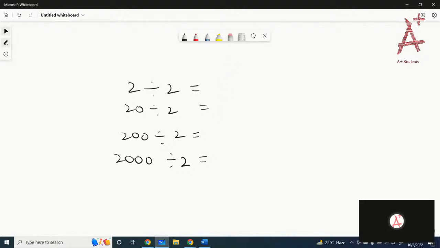Yes, 2 divided by 2 is 1. 20 divided by 2 is 10. 200 divided by 2 is 100. And 2000 by 2 is 1000. So the first option is the correct one. Select the correct option and click on the OK button.